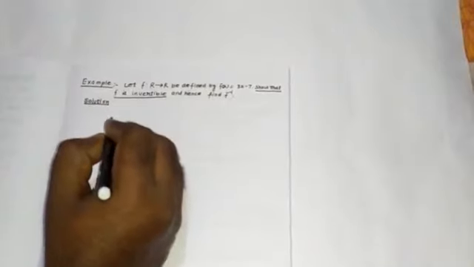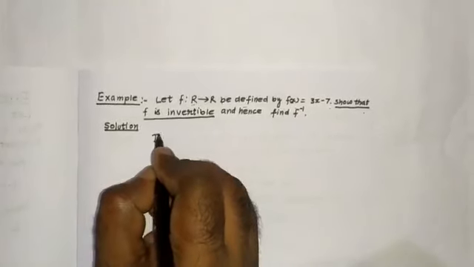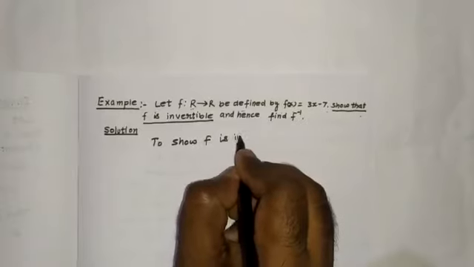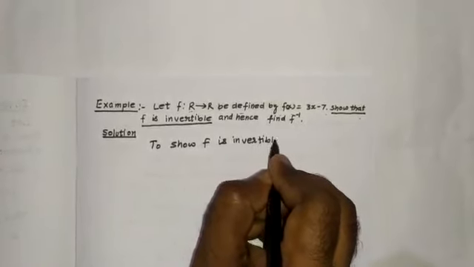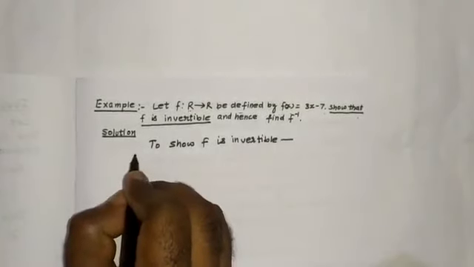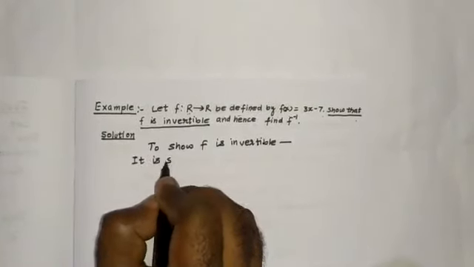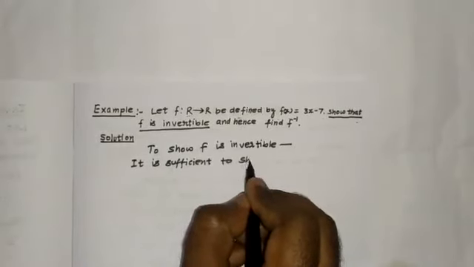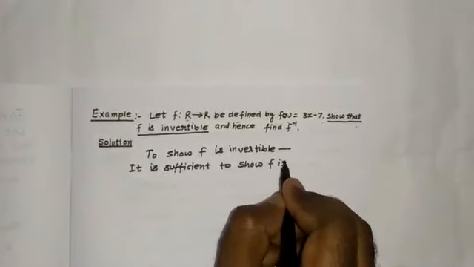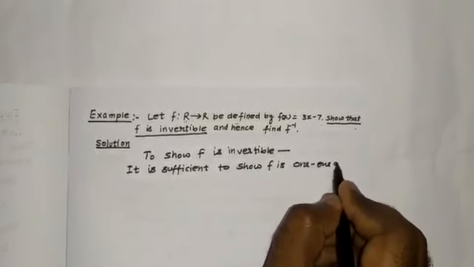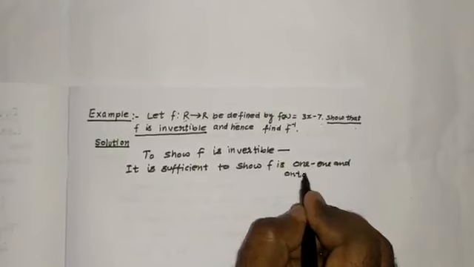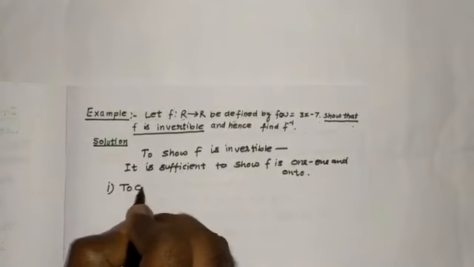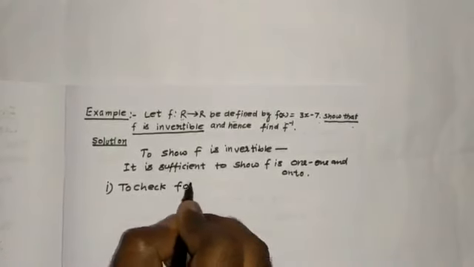To show f is invertible, it is sufficient to show f is one-one and onto. First we have to check for one-one.